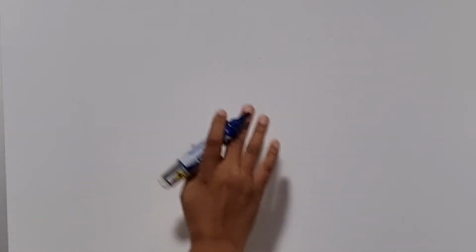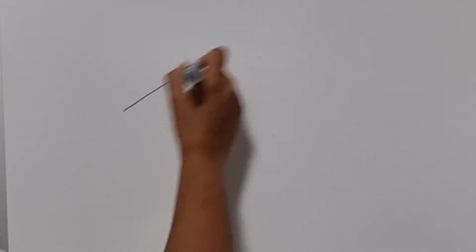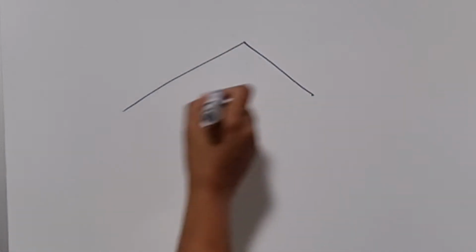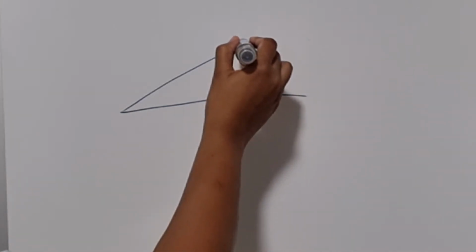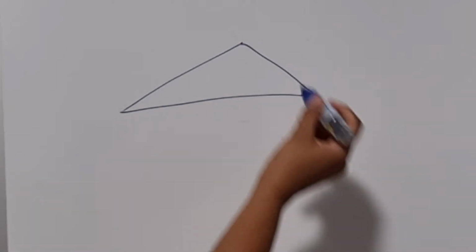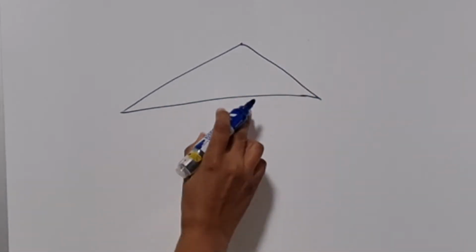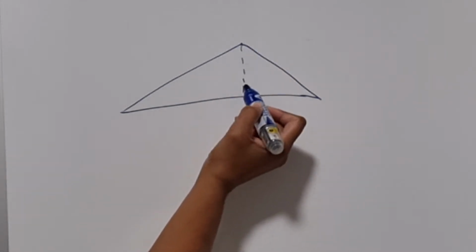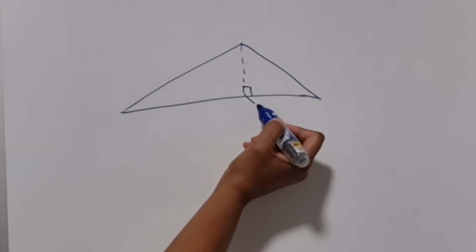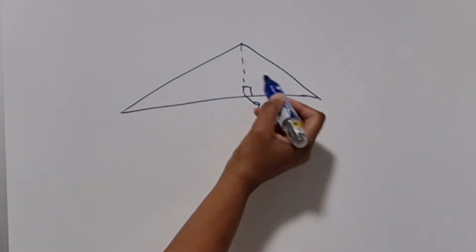Okay, so you can draw any form of triangle as long as the height has to be perpendicular to the base. So let's say this is the base, you draw perpendicular down. So this is 90 degrees. This is the height.